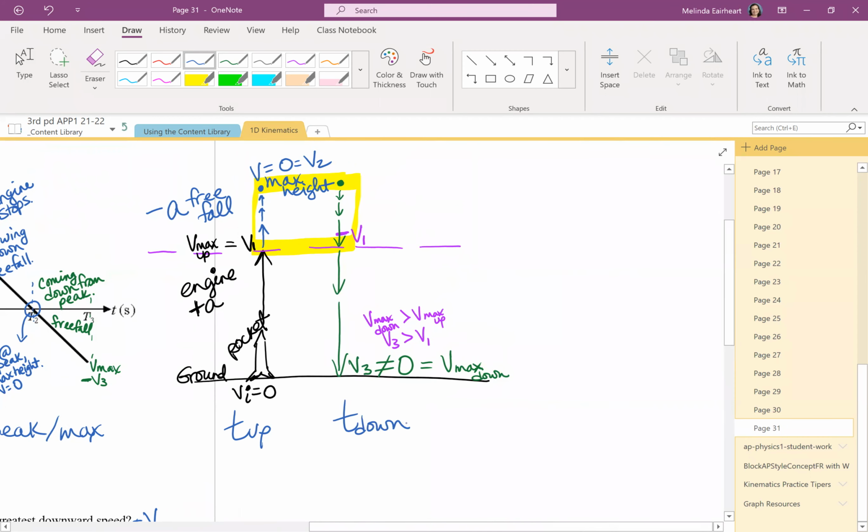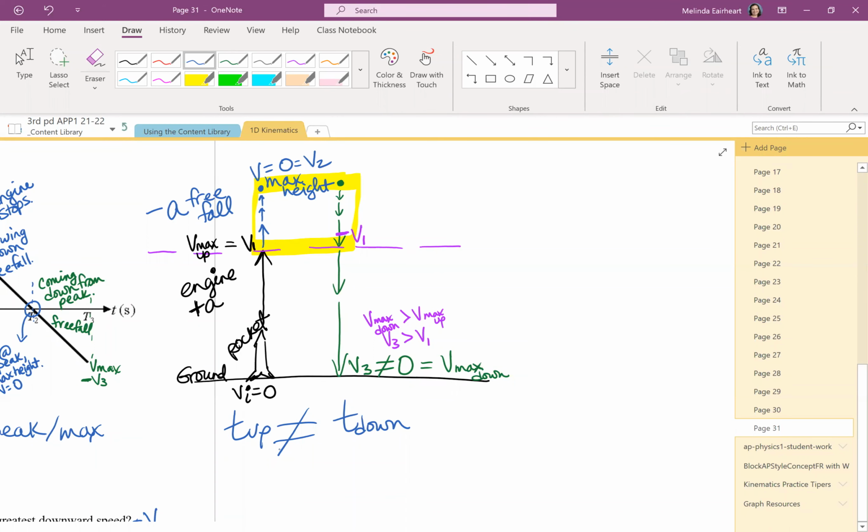time down. If it was in free fall the whole time, it would be equal, right? If it was just gravity the whole time, ground to ground, time up equals time down. But it's not, so they are not equal. There's your first point, because you have the engine. The question is, is the engine going to mean more or less time? Well, we got some speeds we can work with, some velocities.